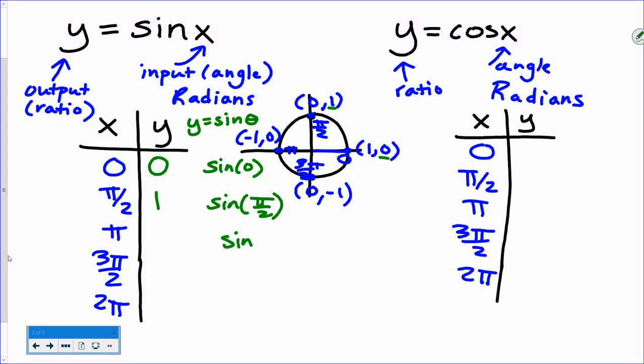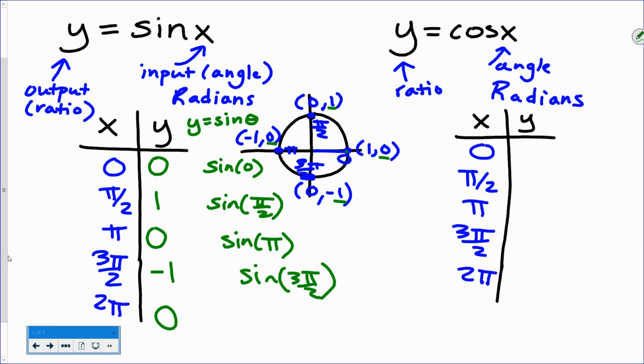Sine of pi, the y-coordinate at pi would be 0. Sine of 3 pi over 2, the y-coordinate here would be negative 1. And then when I go back to the beginning, I get 0 again. If I kept going around, it would repeat 0, 1, 0, negative 1, 0, 1, 0, negative 1, 0, over and over and over.